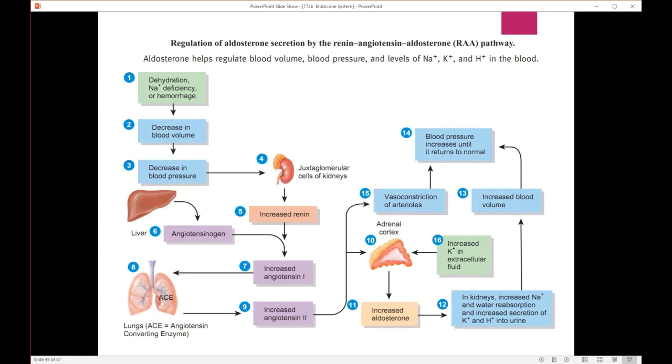We're concentrating it more fully. And so that's going to help us to increase our blood volume. We also, with that ANG2, are vasoconstricting our arterioles, meaning that we're going to have less blood flowing within our arterioles. And so that's going to cause our blood pressure to go back to normal. Okay, now we also have an increase in our potassium within our extracellular fluid right here at our adrenal cortex.